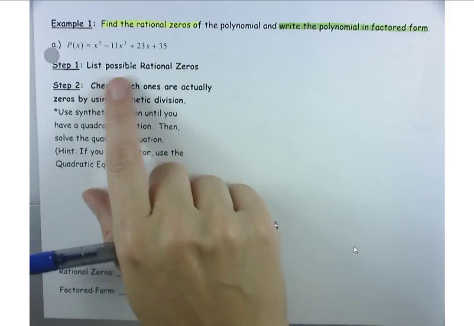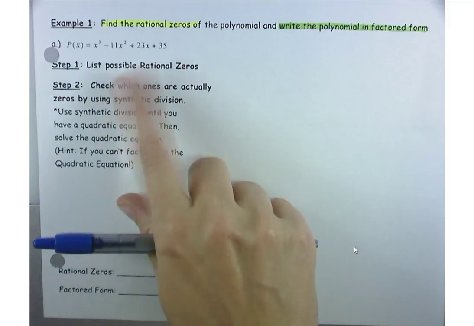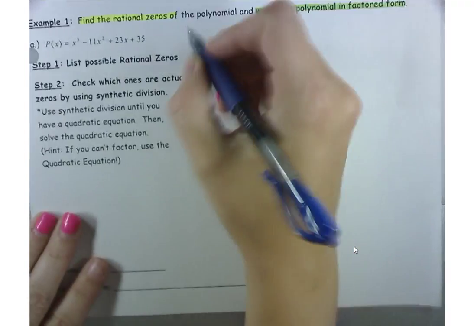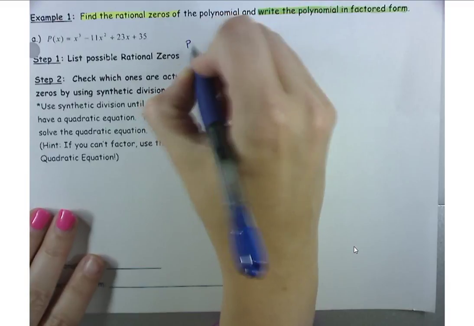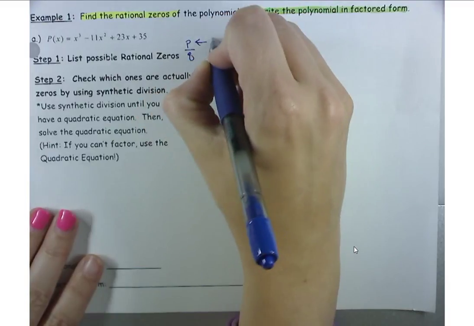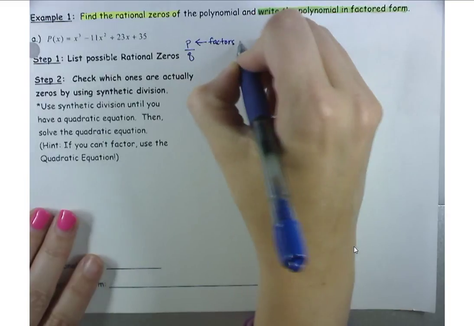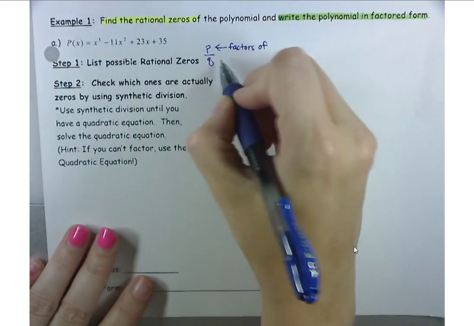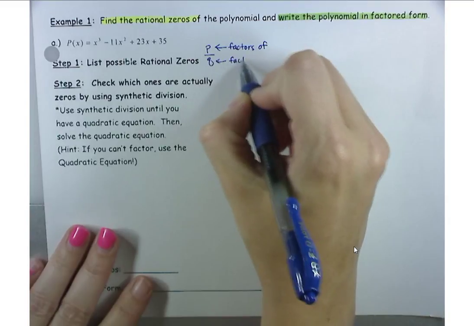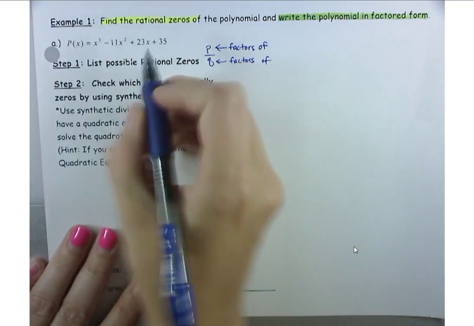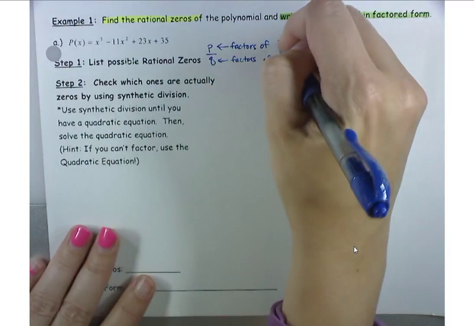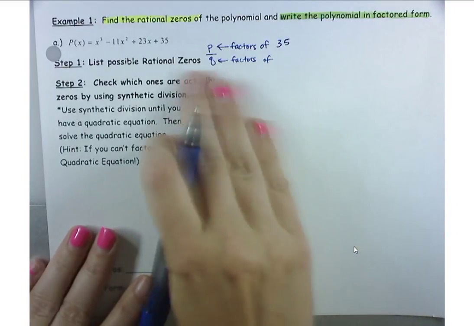All right, so step 1, it says list the possible rational zeros. Okay, so that's for step 1. So we are going to do P over Q. And just like we talked about before, P is going to be the factors of your constant term. So Jordan, what is our constant term for part A? Okay, so yeah, because your constant term is always just your last number, okay? So it'll be the factors of 35. Okay, and then, Paul, the factors of Q are going to be what?